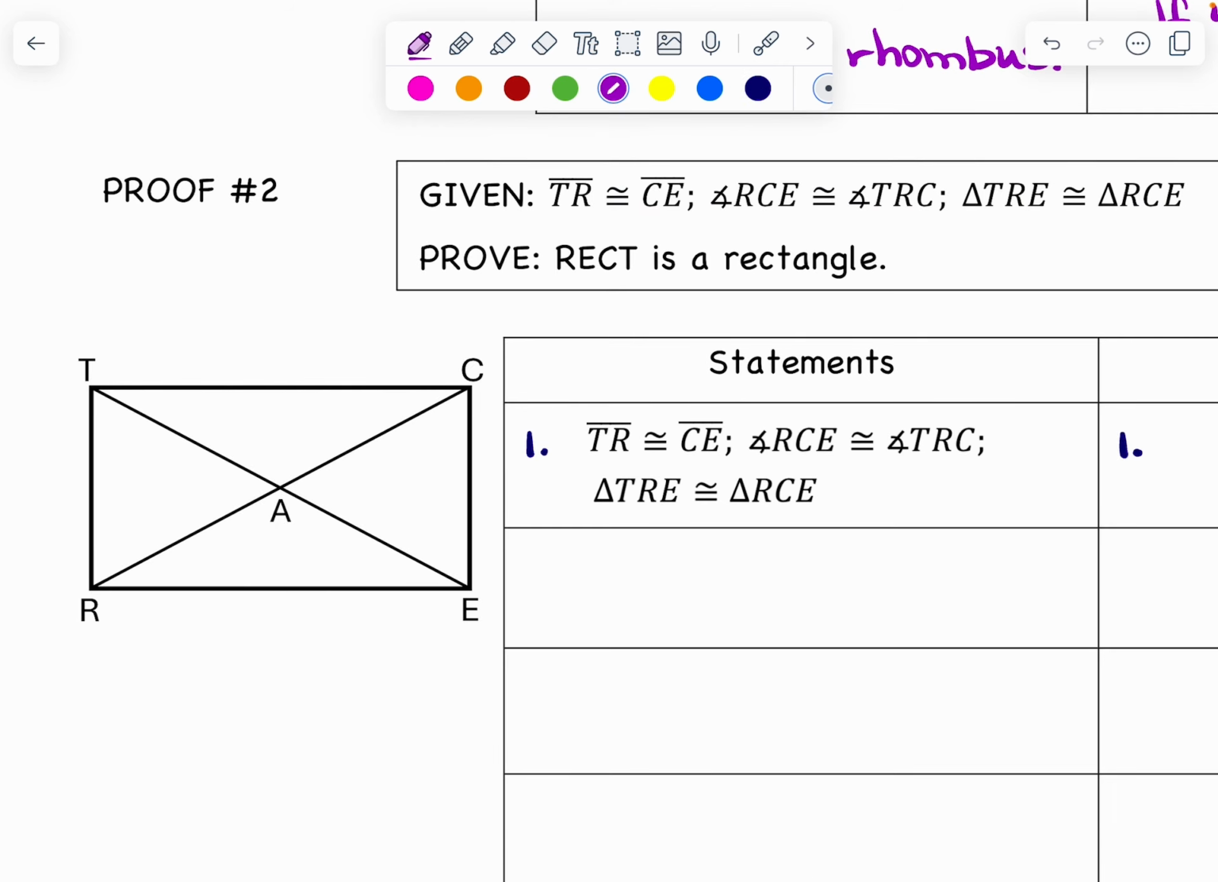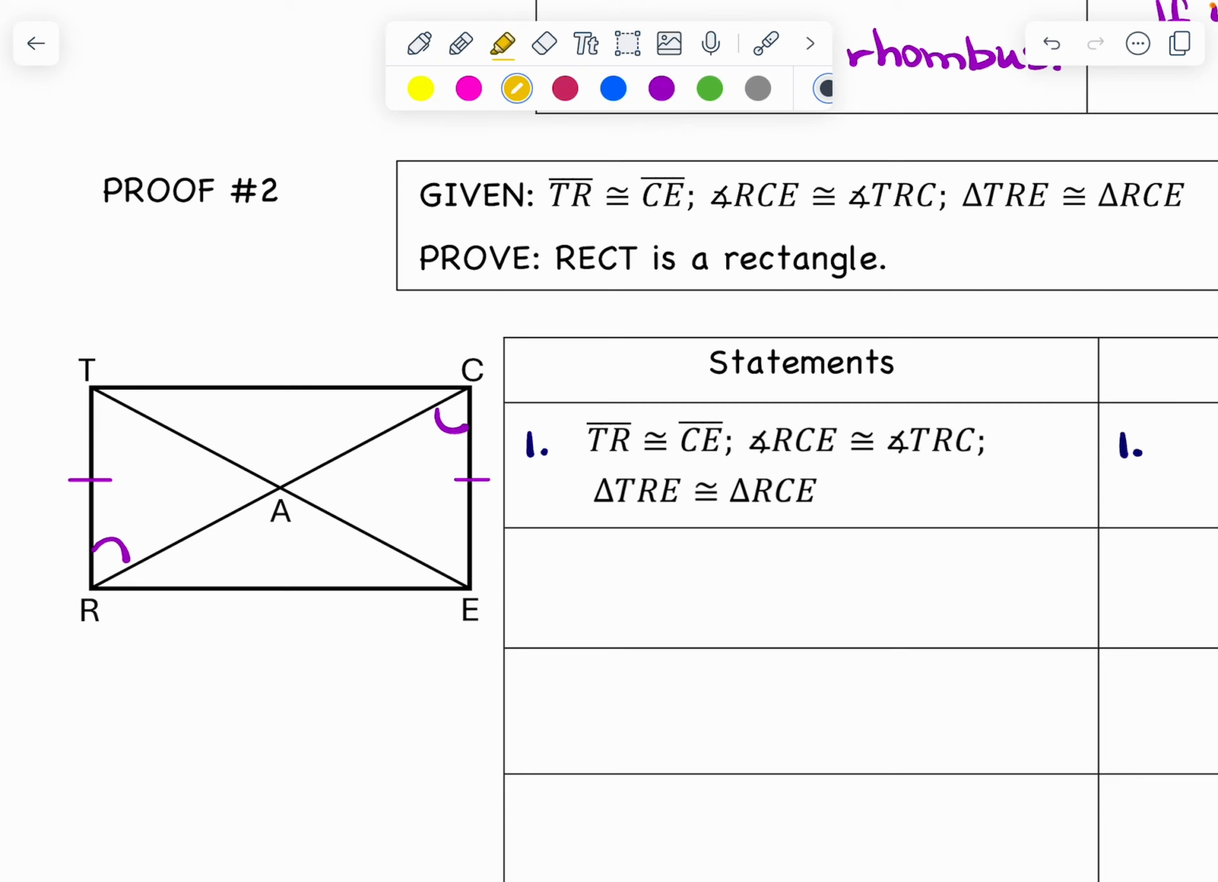I'm going to go ahead and hop right into this. So I'm going to start marking my givens and get a kind of game plan going in my head. So TR, that's this guy, is congruent to CE. Okay. And angle RCE, so that's this angle, is congruent to TRC.